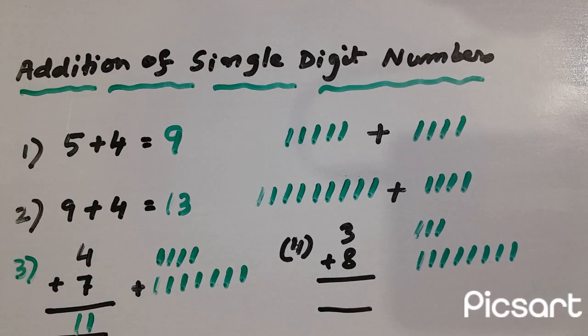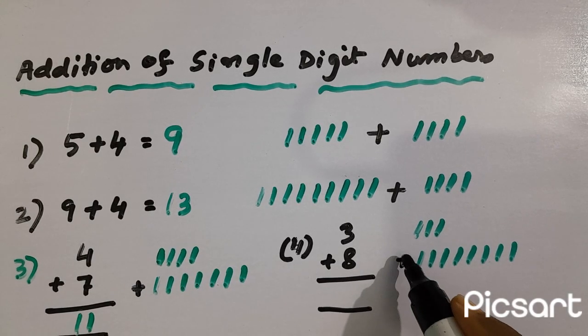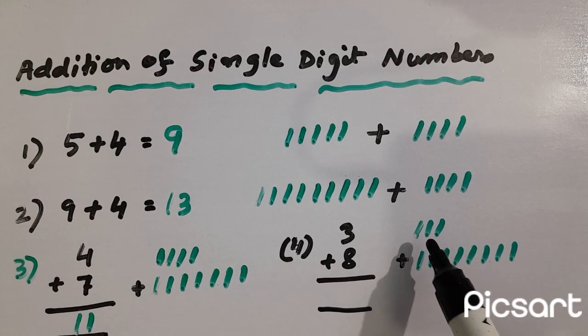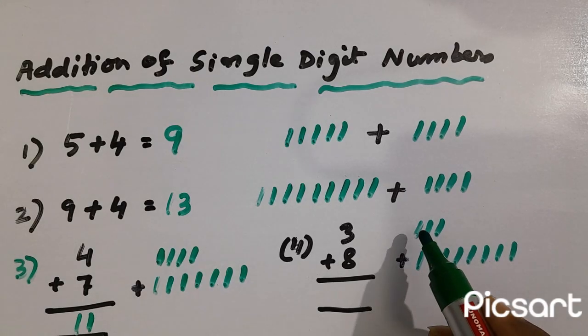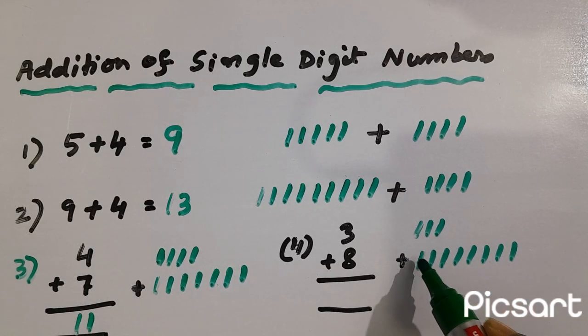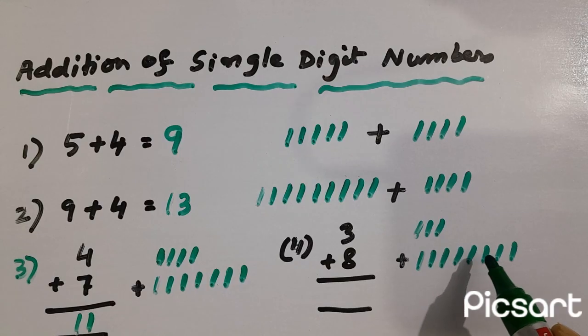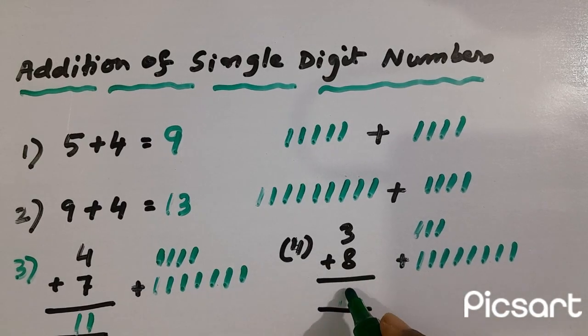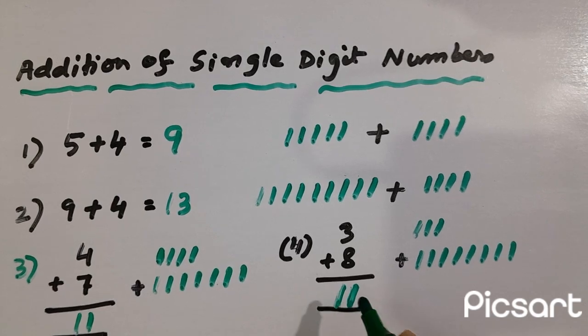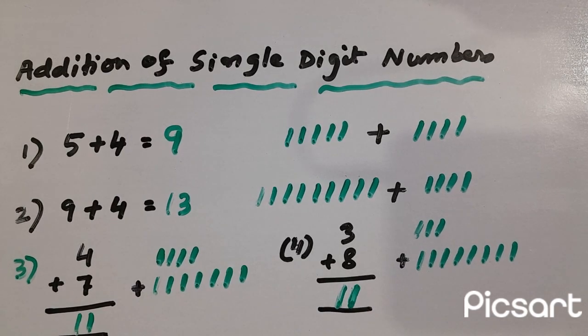Now we have to add these 3 lines with 8 lines together. Now if we add all these lines together, so we'll get how many lines? 1, 2, 3, 4, 5, 6, 7, 8, 9, 10, 11. So 3 plus 8 is 11. This is the answer.